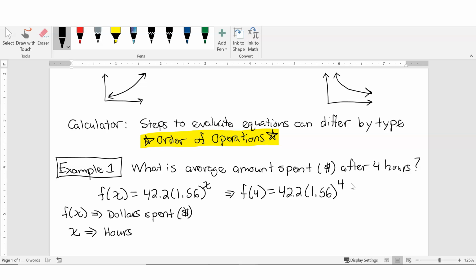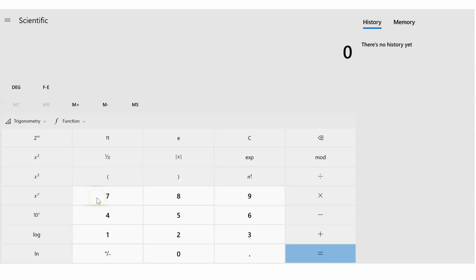Now again, depending on the calculator you have, that can change how you evaluate it. Many calculators can evaluate this expression directly, but sometimes if you have a scientific calculator, following the order of operations can also be helpful. Remember that you would do an exponent here before multiplying by 42.2. So in some calculators, take your base of 1.56, raise it to the 4th power, and then multiply by 42.2. I'll illustrate these different methods with my built-in calculator.